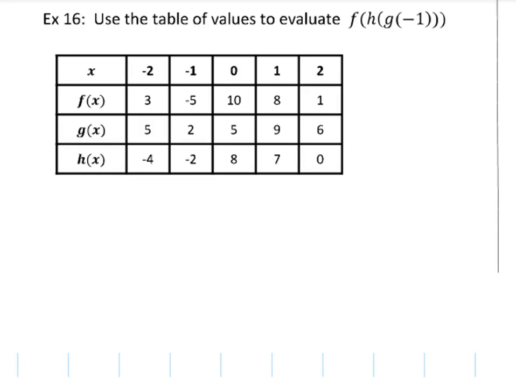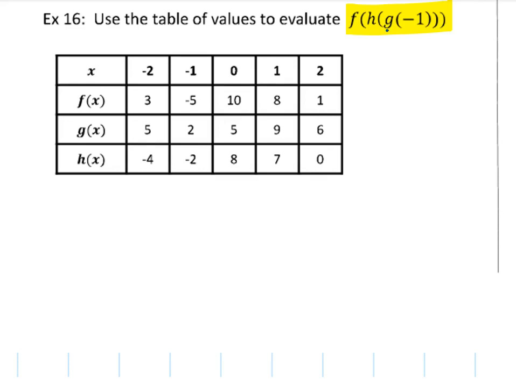Okay, so we're going to use a table of values this time to evaluate a composition. And you'll notice that this composition is involving three different functions. So we would say f of h of g of -1. So again, whenever you evaluate compositions, we're going to start from the inside.